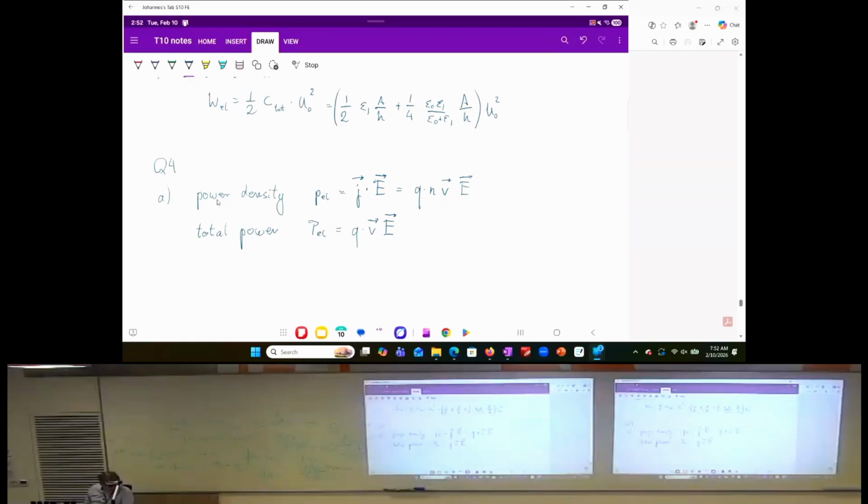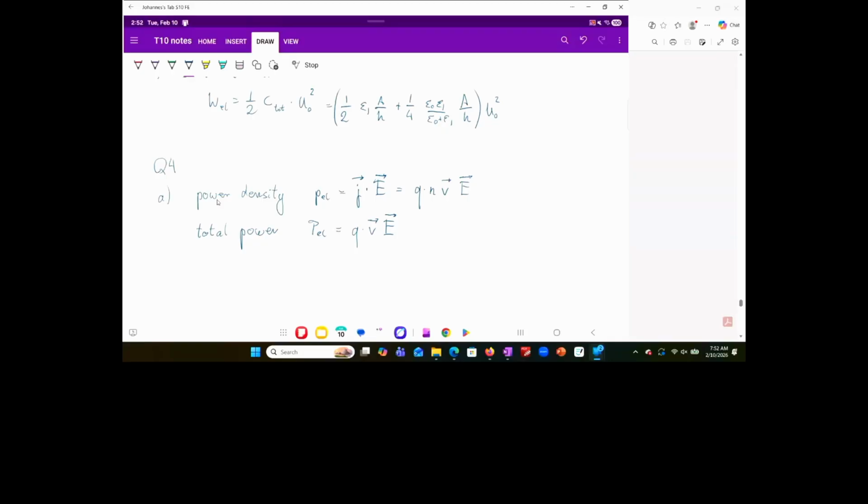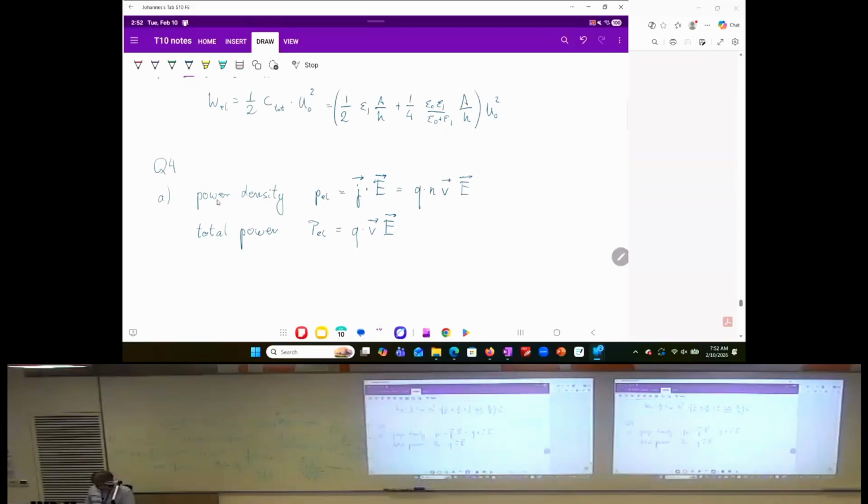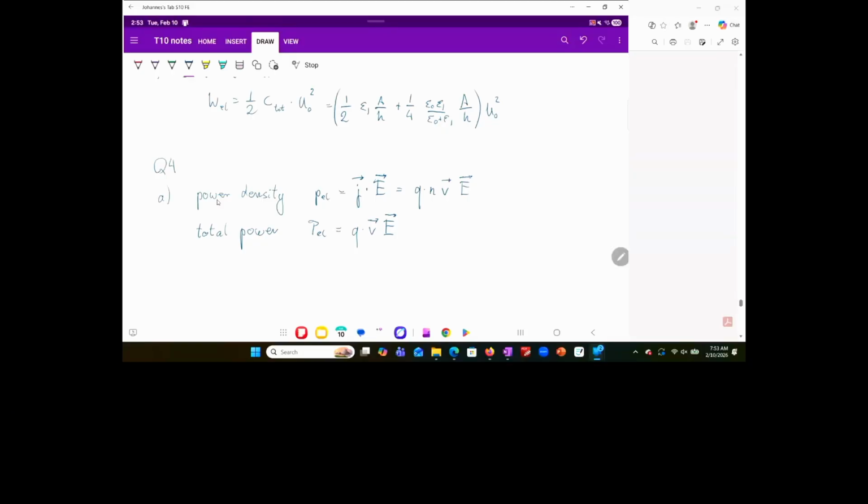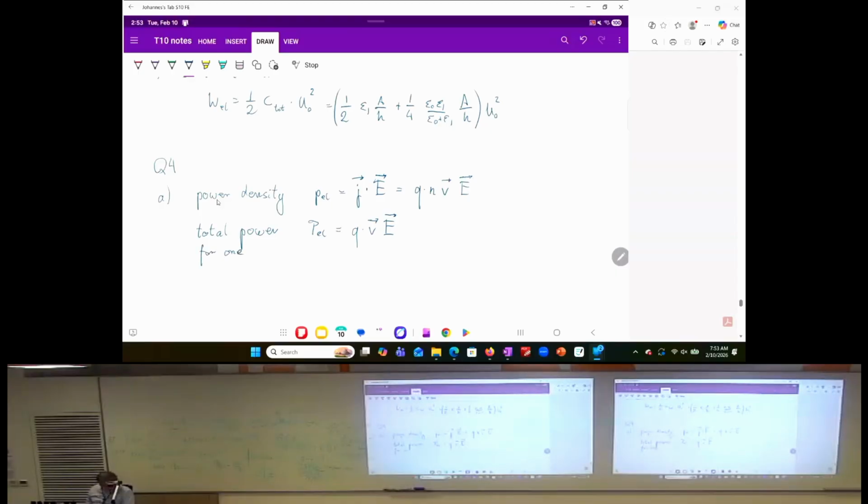And now for one, so this is the total power, but this is the total power for one charge carrier. And that is also what was asked for. Calculate the power delivered by the electric field to one single mobile carrier.